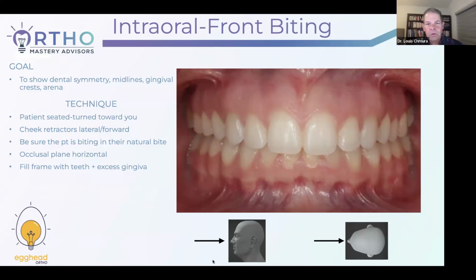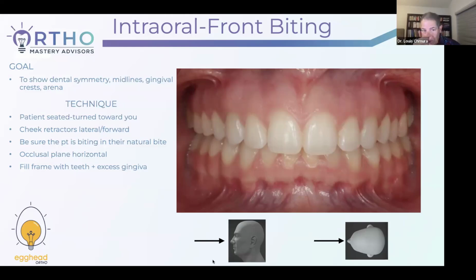Okay. Then when you look, you'll see about the same amount of teeth on the right as on the left. You'll see the midlines as a true midline. Here's where they really are. You'll be able to see overbite, overjet. You want the gingiva away from the teeth, away from the gums.